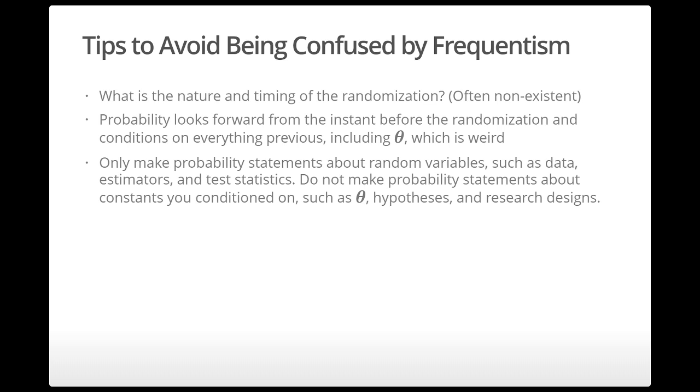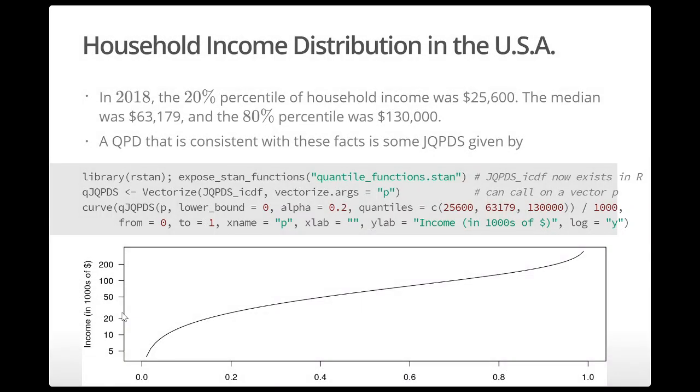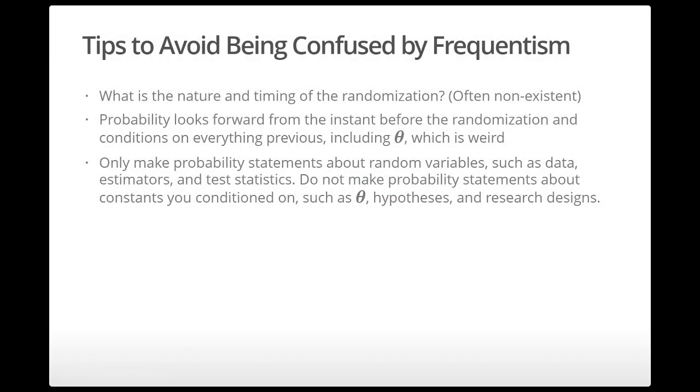But across all the ways that you could have done the randomization, there's this distribution of estimates or test statistics that we can describe with probability distributions like this one, or the normal, or the chi-squared, or whatever. But don't make probability statements about constants that you conditioned on, namely the parameters, your research hypothesis, or anything about the research design.